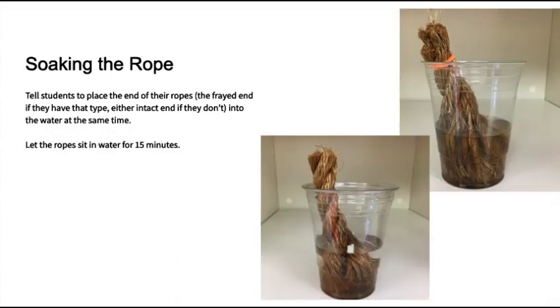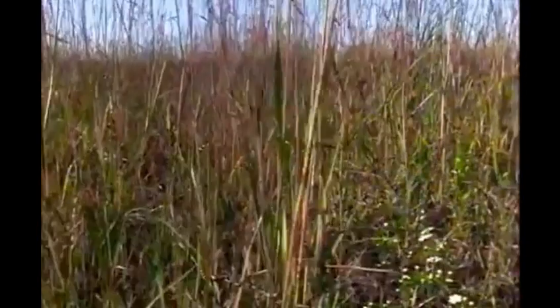Once each group has recorded the initial mass of their rope, instruct each group to place one end of their rope into the water at the same time. If the group has a frayed end rope, the frayed end should go into the water. If the group has non-frayed rope, either end can go into the water. Let the ropes soak in the water for 15 minutes while students watch and discuss this video on prairie ecosystems.